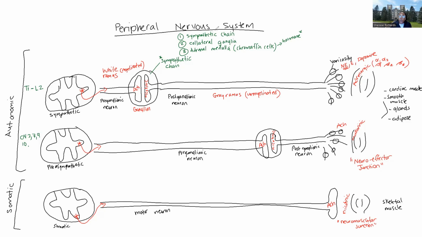Also, just to quickly review the overall functions of both of these divisions, we know that the sympathetic system is fight, flight, freeze. The parasympathetic system is rest and digest. Also, secretions. And then the motor neuron is skeletal muscle, right? So muscular contraction. Both of these we said were involuntary. So we put that up here. Autonomic nervous system is involuntary. Somatic nervous system is voluntary.